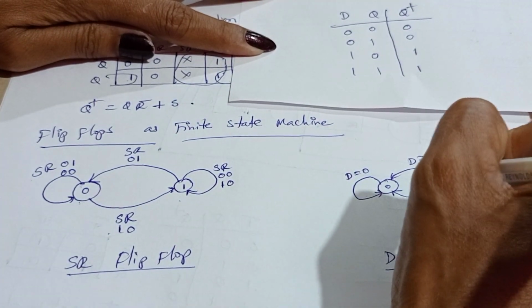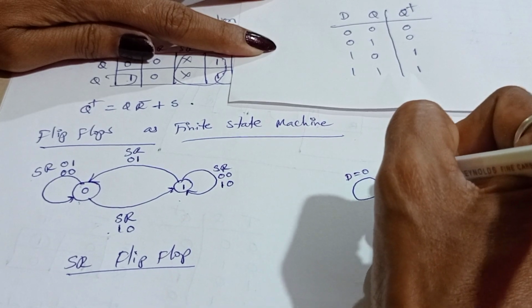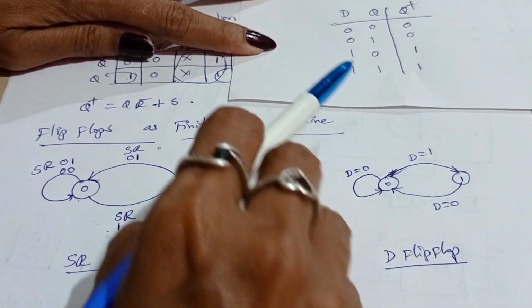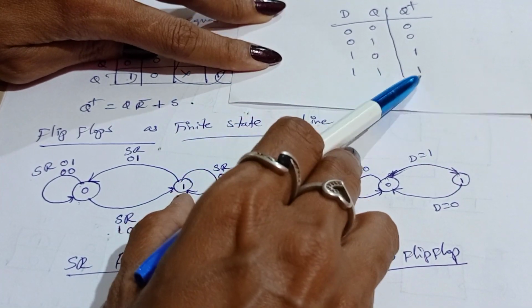This side arrow mark. Okay, it is changing from 0 to 1. When D is 1, it is in the same state.